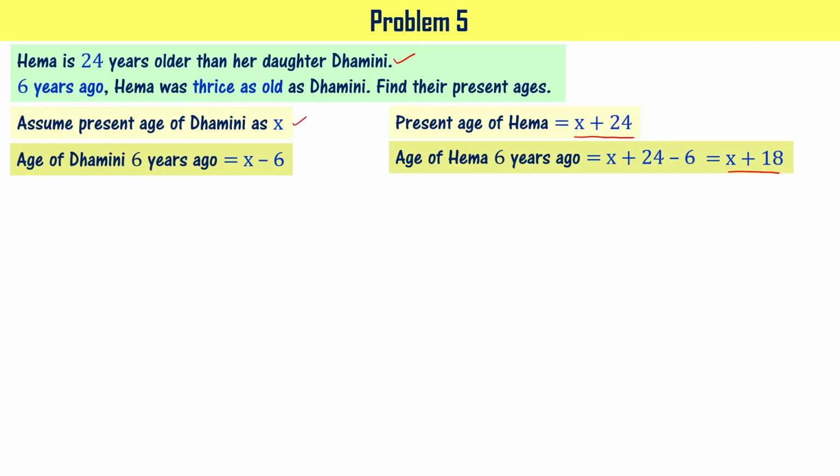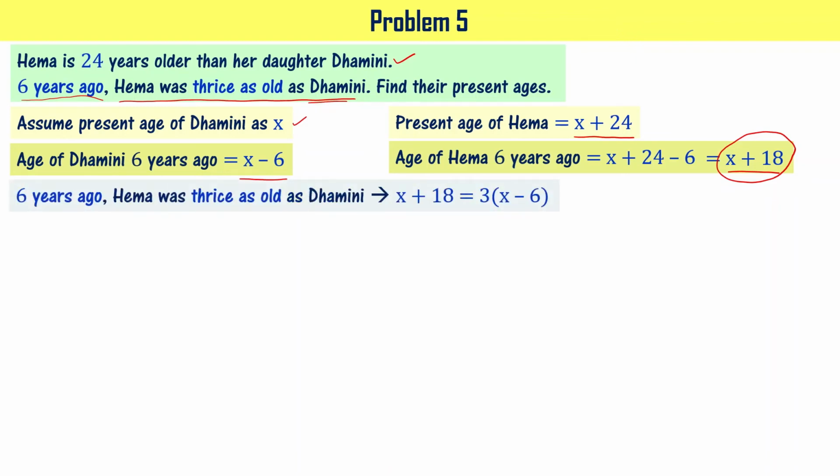Now let's go to this particular statement. Hema was thrice as old as Damini 6 years ago. It means 6 years ago, Damini was X minus 6 years, and Hema's age is X plus 18 years, right? And as per this statement, Hema was thrice as old as Damini, right? It means X plus 18 is going to be 3 times X minus 6.